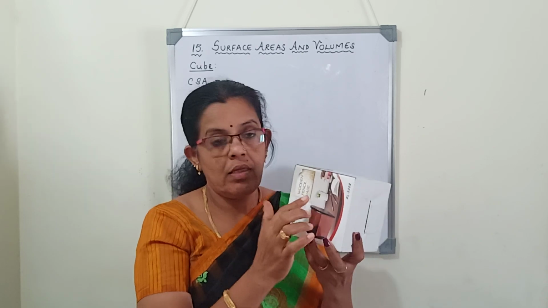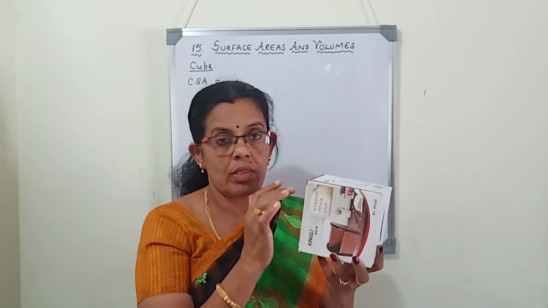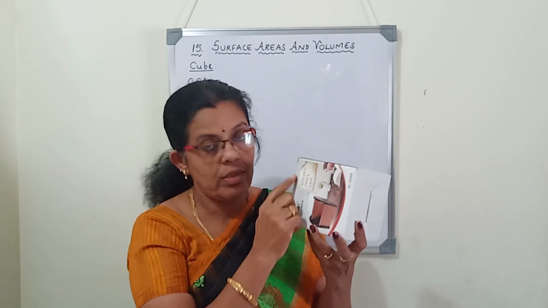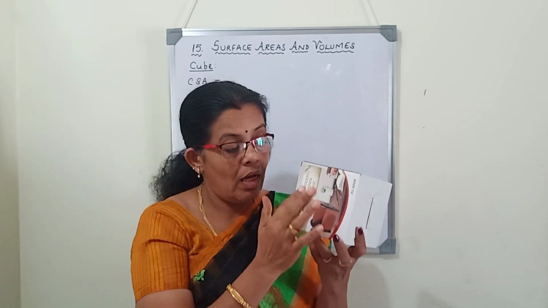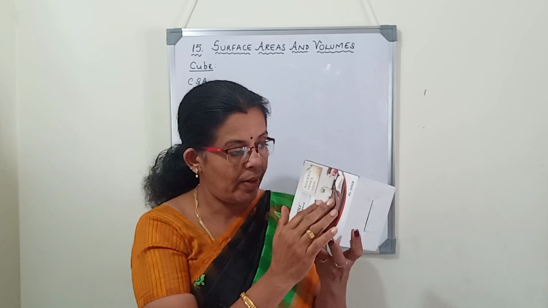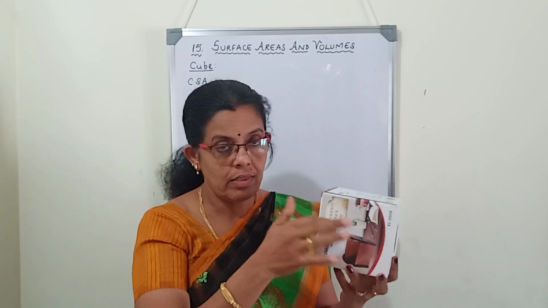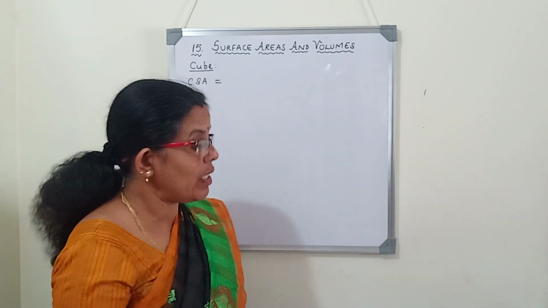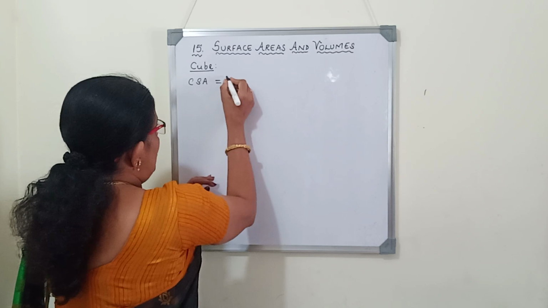So to find the lateral surface area or the curved surface area of a cube, first we will see the area of one face. The area of one face is a square, that is side into side, a squared. There are 4 lateral or curved surfaces, so the lateral surface area of a cube is 4a squared.